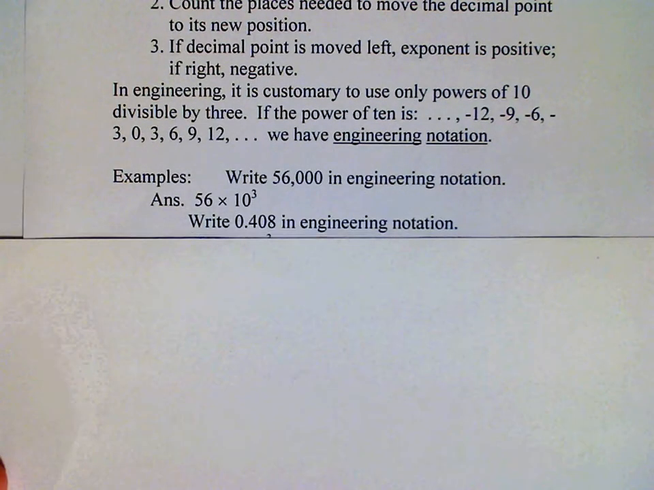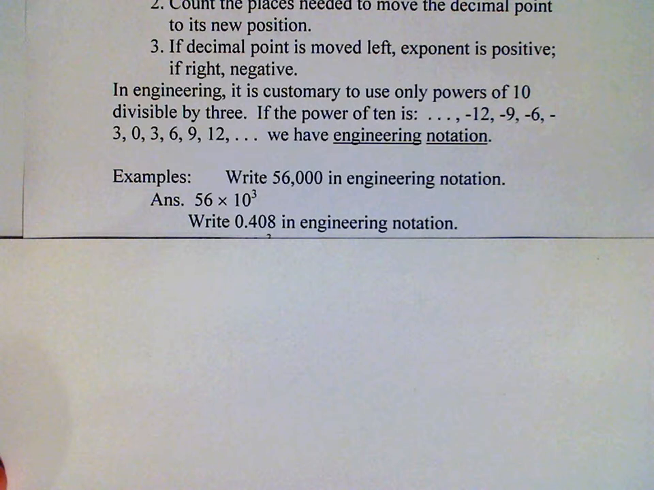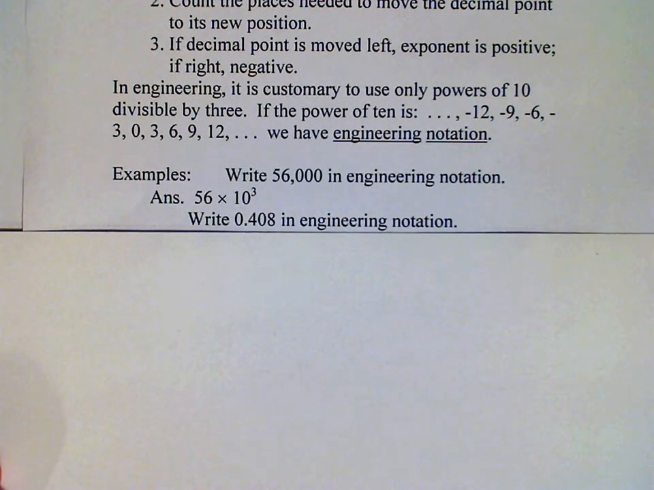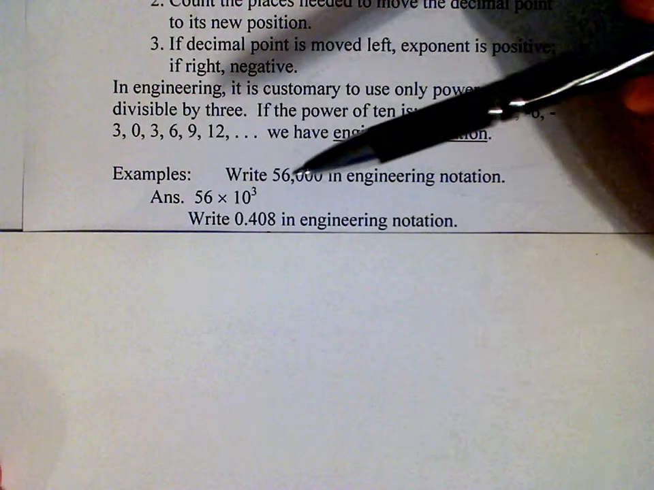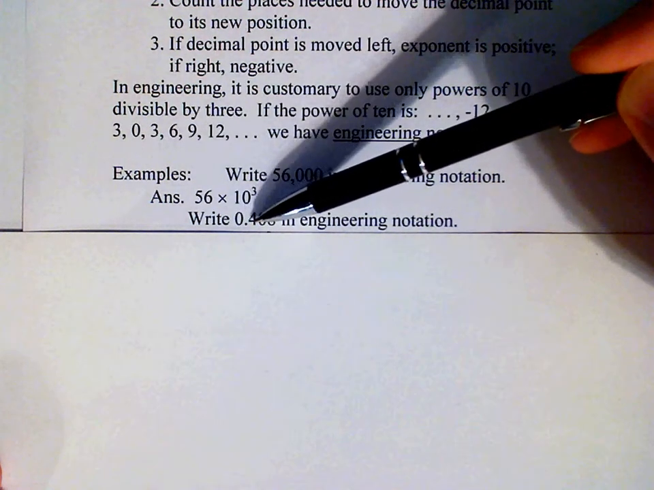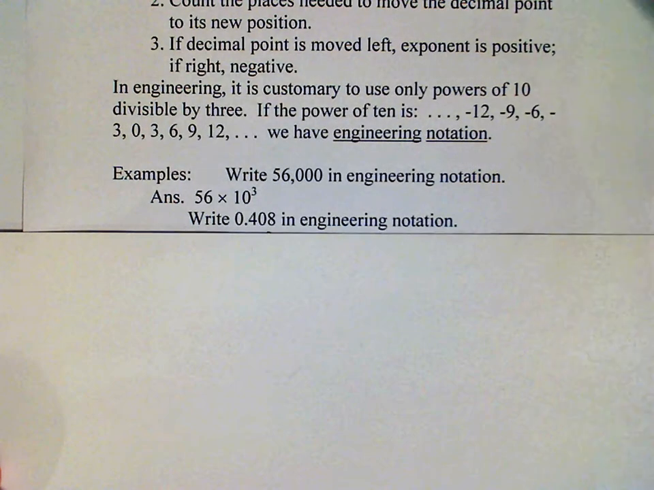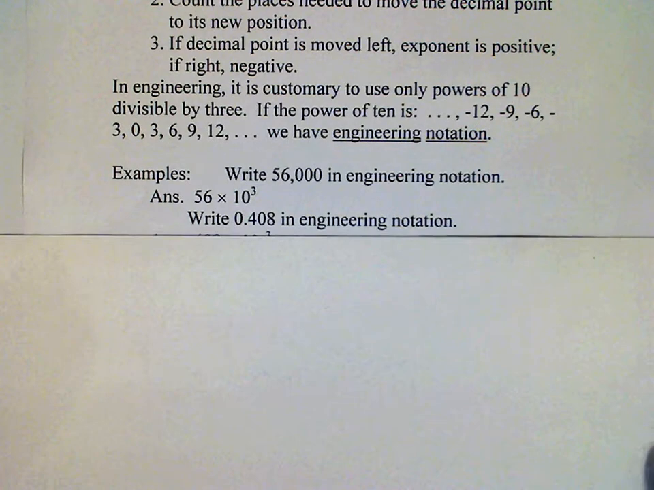Okay, next example we have 0.408 in engineering notation. This time the scale factor we're going to use is 10 to the negative 3. So we have 1, 2, 3, and the answer is 408 times 10 to the negative 3.